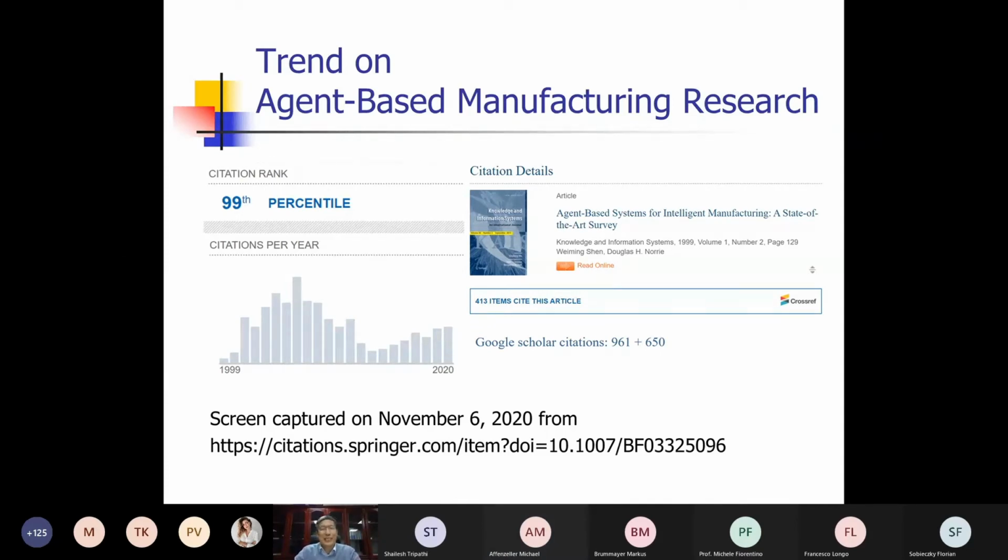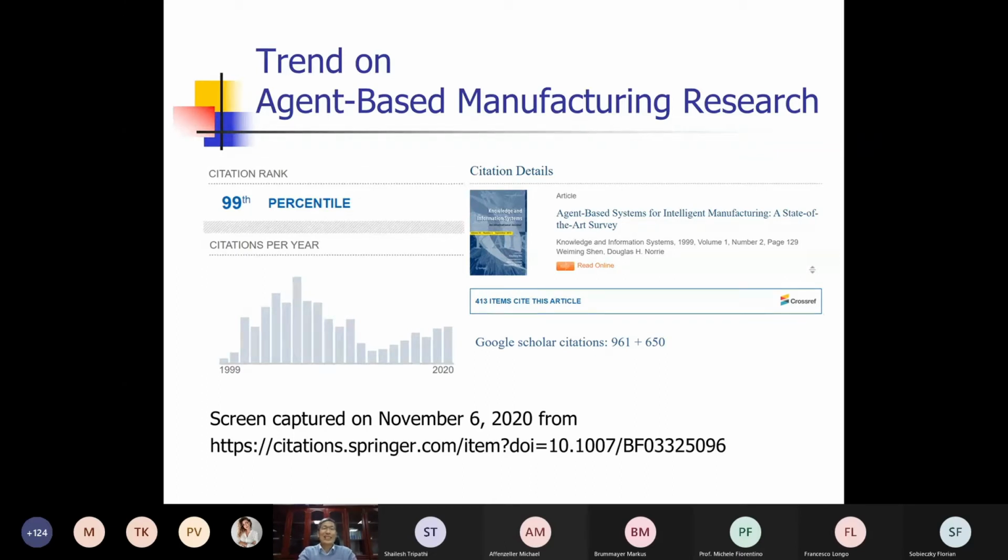If you can see, in fact, I captured the screen from the web. So I would say it showed the trend on agent-based manufacturing research. I just mentioned that I worked on it for about the past 28 years. On the left side, you can see the citation number of one of my papers, my first review paper on agent-based systems for intelligent manufacturing, published in 1999.